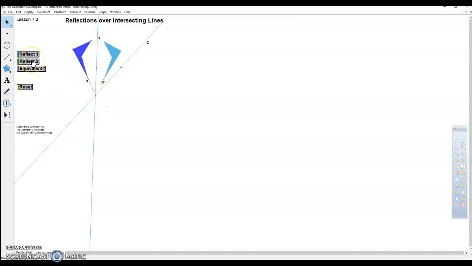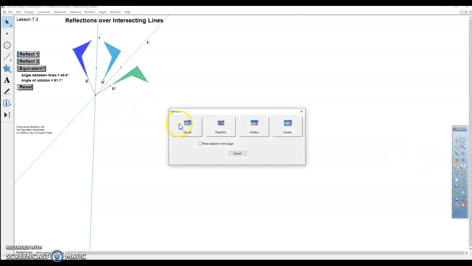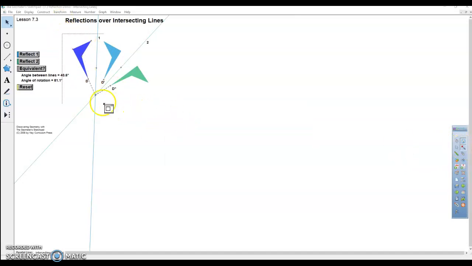Then we're going to reflect that image over line 2. We get that reflection again, and that's D double prime. What you'll notice here is it's almost like a tomahawk chop. That's equivalent to a single rotation, and we'll talk about what we know about that rotation right now. This is what you can draw in your notes in the provided space.